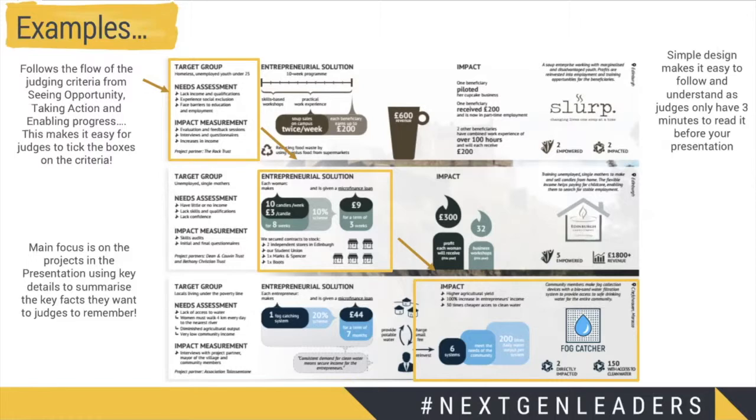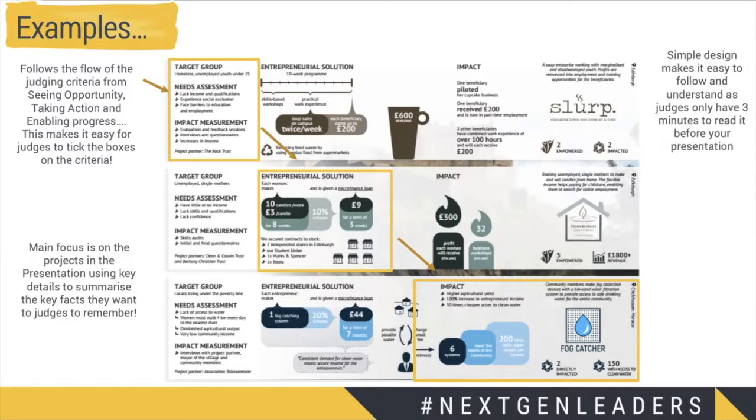But I think the important thing to really highlight here is that we go from seeing opportunity on the left. So when you look at the judging criteria, we're always trying to think of seeing opportunity, taking action, enabling progress. So you can see the needs assessment, the impact measurement, what is the opportunity you've highlighted there. Really nice and neat, in a very easy way to read. You don't have to write a lot of words to get the point across, no matter how complicated your project is or how many projects you're presenting. The less is always more.